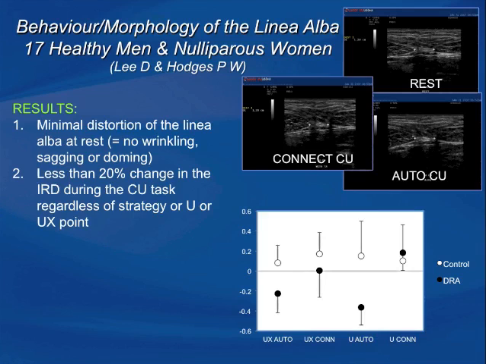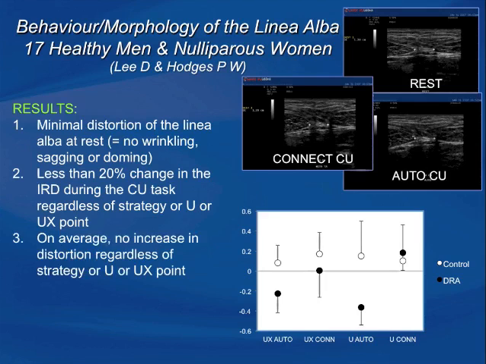Now, remember, we've got some people in this study who have non-optimal recruitment strategies, so it's going to be really interesting to start to look at the correlation between this strategy, the abdominal wall strategy, and the Inter-Recti distance, okay? We haven't looked at that yet. So regardless of the strategy for the curl-up, there was less than a 20% change in the Inter-Recti distance. So on average, there was no change in distortion, regardless of the strategy, at either the umbilicus or at a point halfway between the umbilicus and the xiphoid, which is the area of the abdominal wall where most of the DRAs, most of the diastases occur.